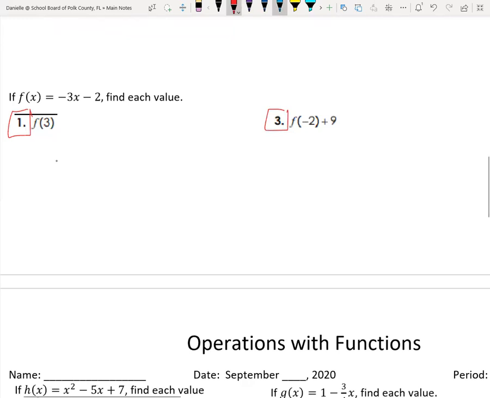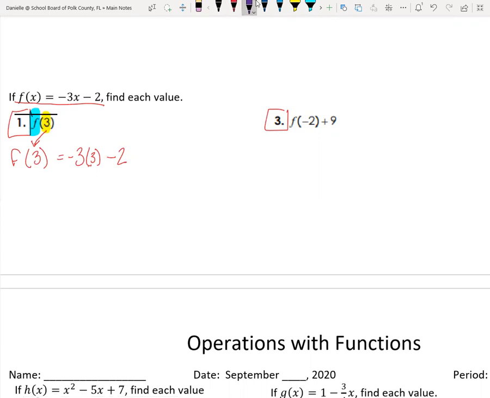Now, this 3 tells me what I'm doing, as well as this f. The f tells me what function I'm looking at, which equation I'm looking at, and the 3 tells me what to do with it. So I'm using function f, and instead of writing x, I'm writing 3. I'm going to erase all of my x's and change them to 3's. Now, all we have to do is basic math.